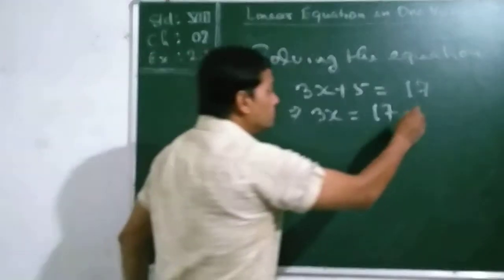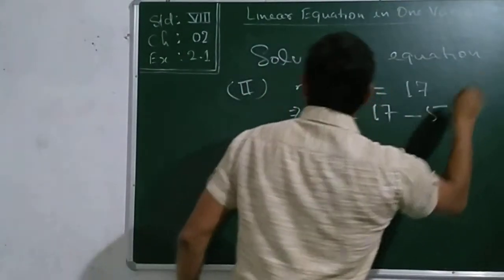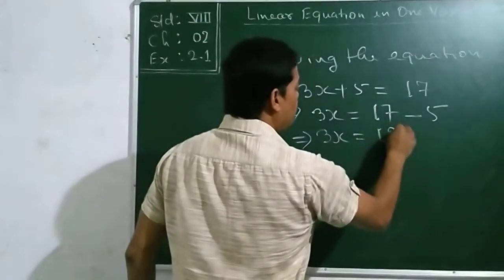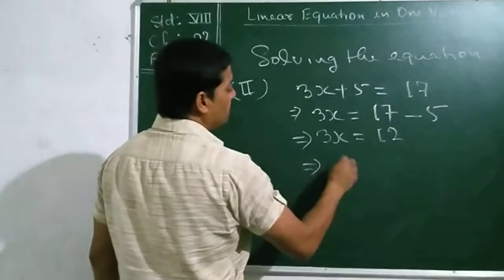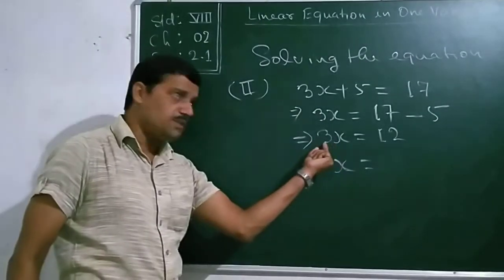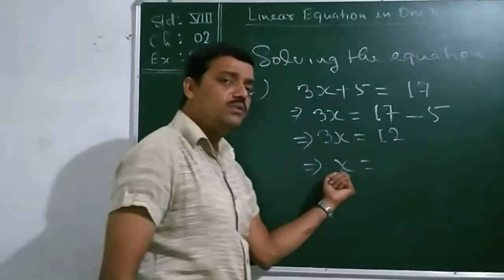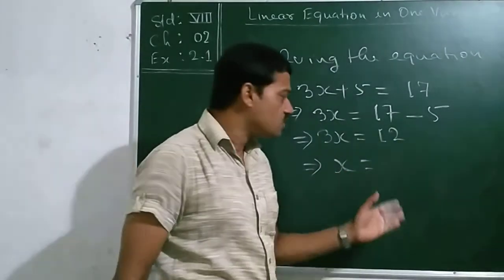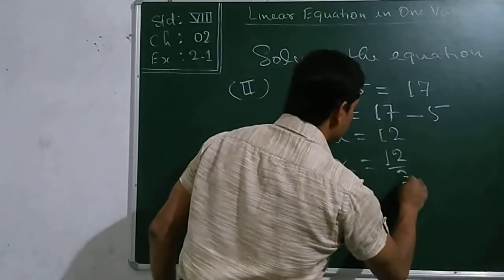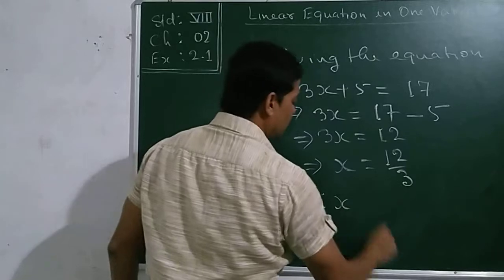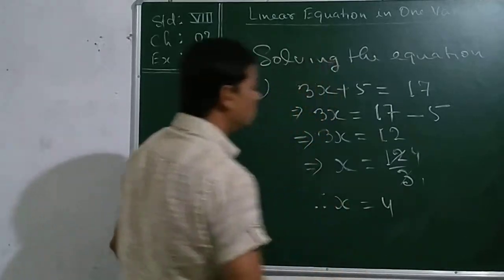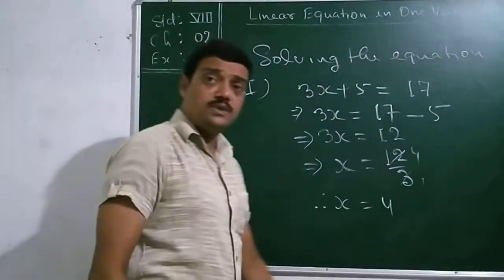The number will be minus 5. Then in the next step we can write 3x equal to 17 minus 5, 12. Thereafter x equal to, see the relationship between 3 and x, 3 was multiplied. So when it goes to the RHS after transposing the number, we will divide 12 by 3. Therefore we get x equal to 3 fours are 12. X equal to 4. In this way, this was one of the methods.